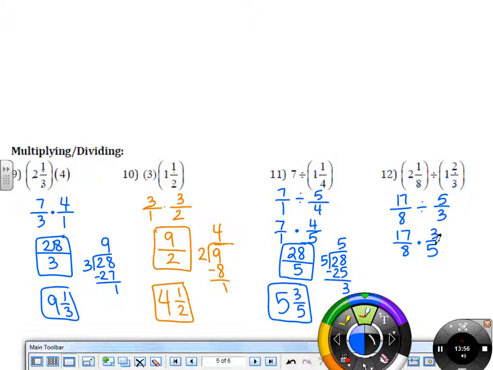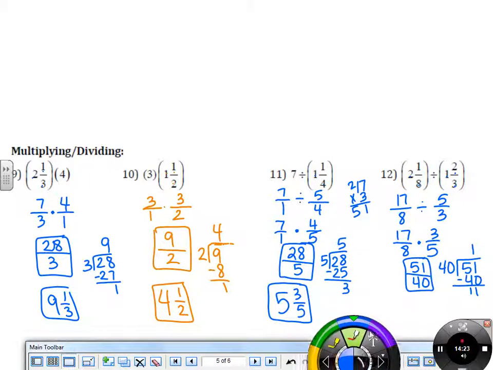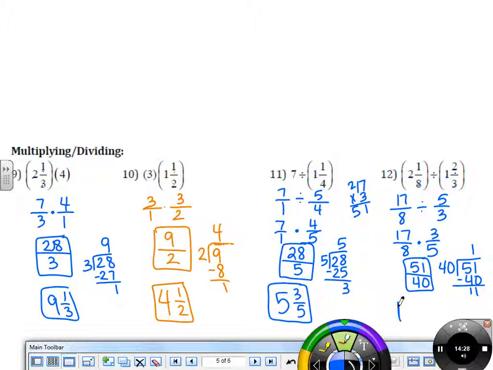So 17 times 3, if I'm not sure, I'm going to write it out on my paper to make sure I get it right. So that's 51. So I'm going to get 51 over 8 times 5, which is 40. This doesn't reduce, so that would be my answer. And if I wanted to write it as a mixed number, I would take 51 and divide it by 40. 40 goes into 51 one time. 1 times 40 is 40, with 11 left over. So the mixed number that is equal to 51 over 40 as a fraction is 1 and 11 out of 40, or 11/40.